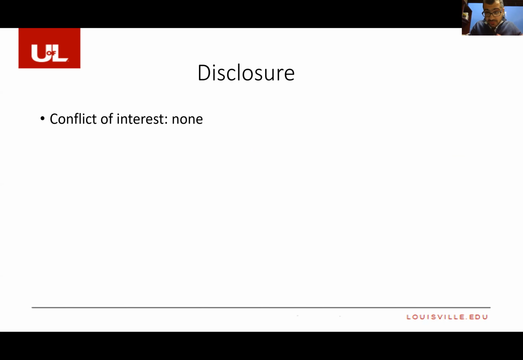Disclosure, I have no conflict of interest. There is no financial conflict between any of these presented data. I might use some off-label discussions based on research that has not been approved yet.